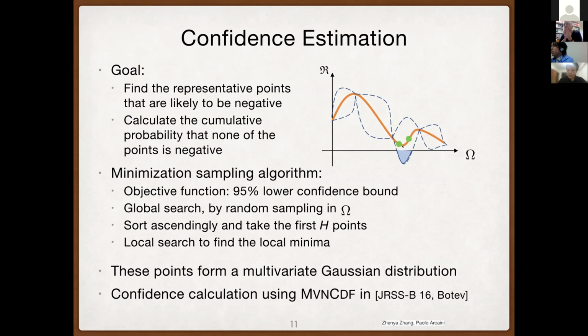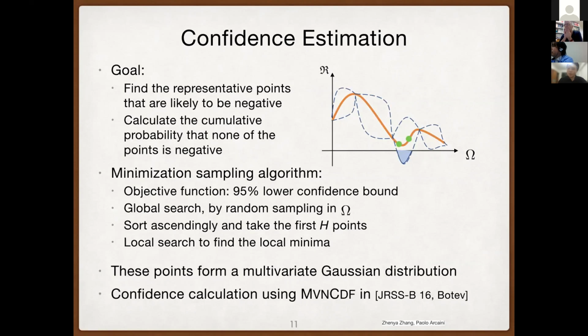Note that such possible points are infinitely many, but to give an approximation, it suffices to sample a finite set of these points. So our goal here is to find the representative points that are likely to be negative, and then we calculate the cumulative probability that none of the points are negative.